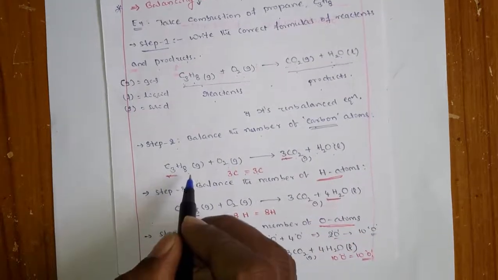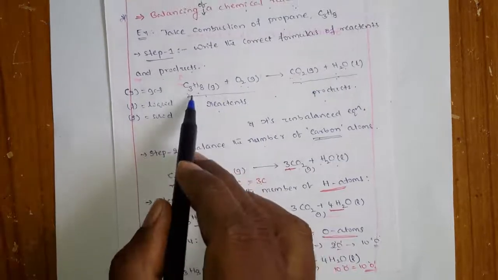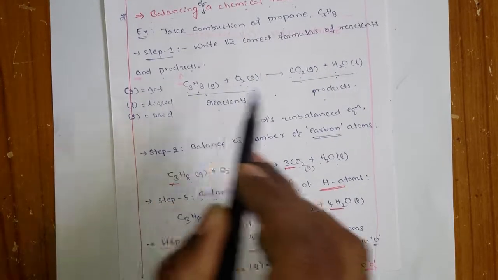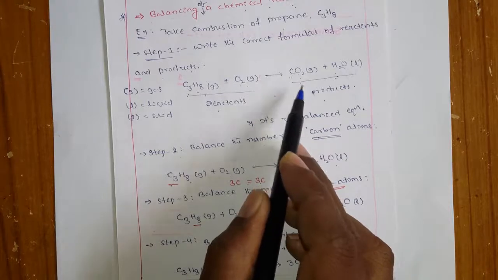Okay, so first you count how many carbons are there on the left side and how many carbons are there on the right side. Left side, how many carbons? 3 carbons. Right side, how many carbons? Only 1 carbon. So what should we do? You have to multiply the carbons with 3 on the right side, the product side.